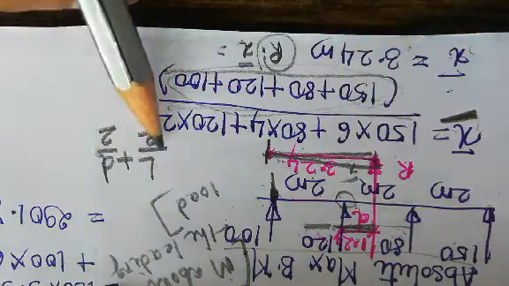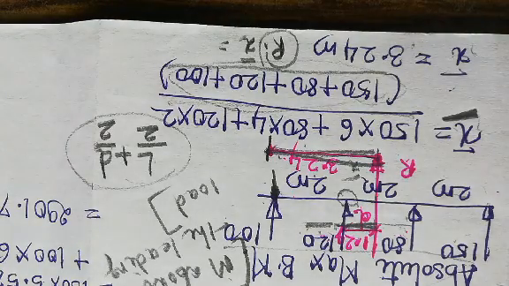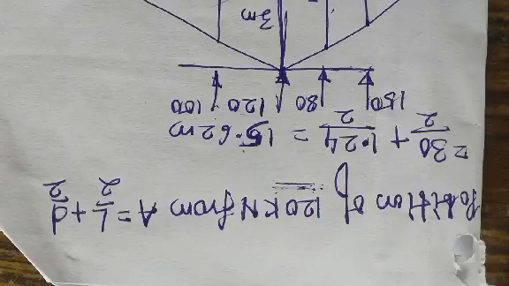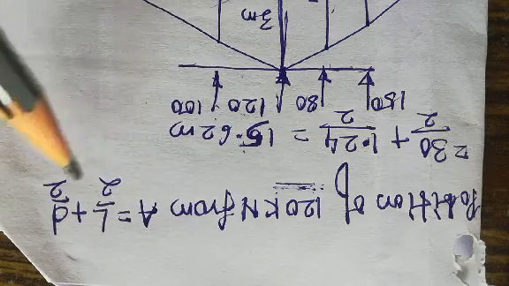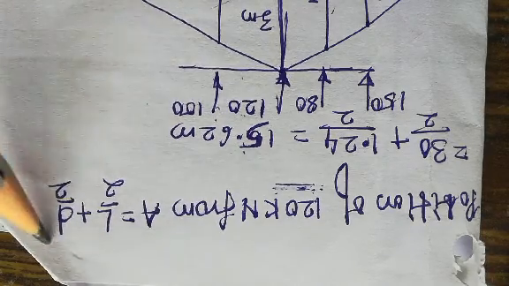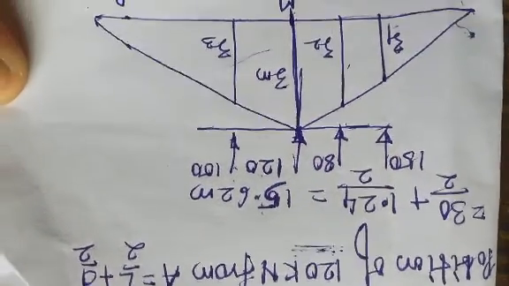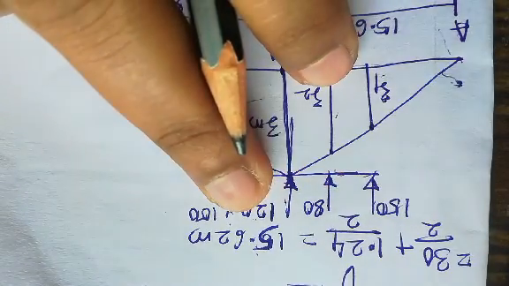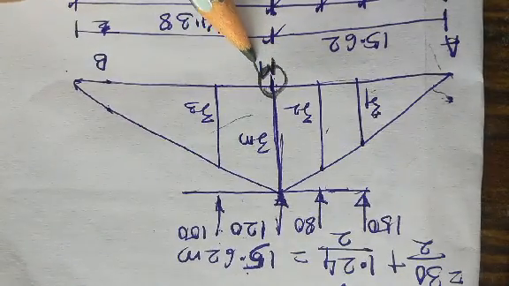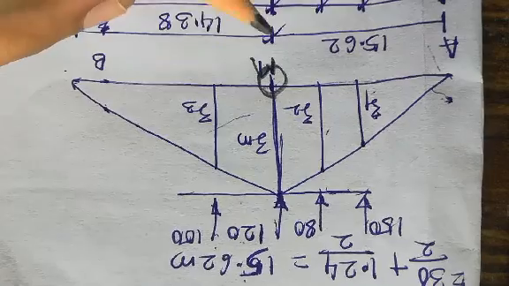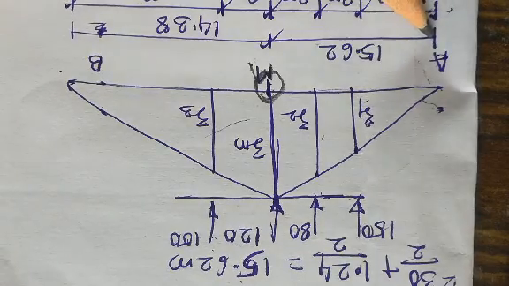Now once we know this, you can substitute in this equation and get the position of the heavier load from the left support. The position of the 120 kilonewton load from point A, the left support, is given by L by 2 plus D divided by 2. D is 1.24, which we calculated in the previous section. After doing the calculation, you will get 15.62 meters. Here I have named it as M because I am calculating my absolute maximum bending moment. This absolute maximum bending moment occurs at a distance of 15.62 meters from point A.